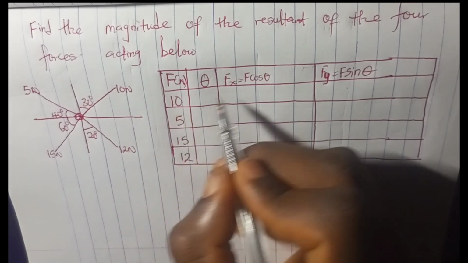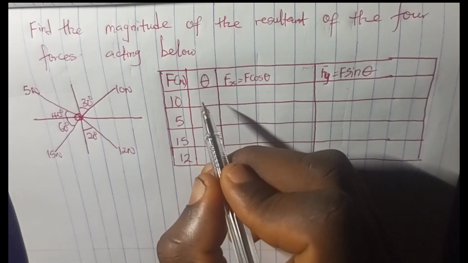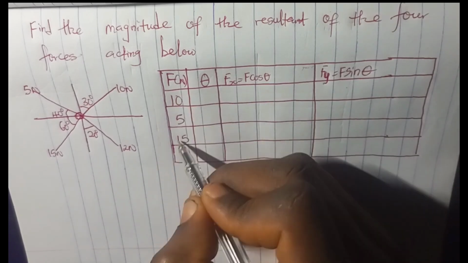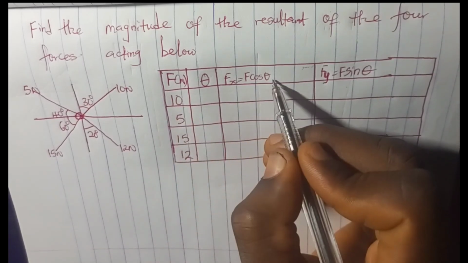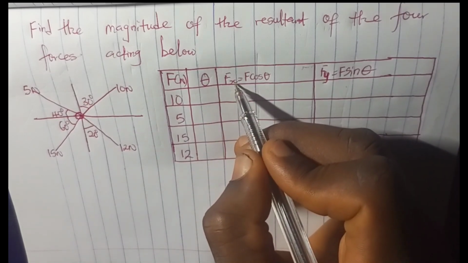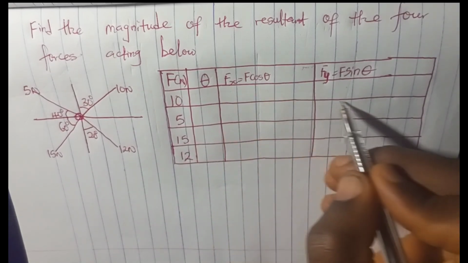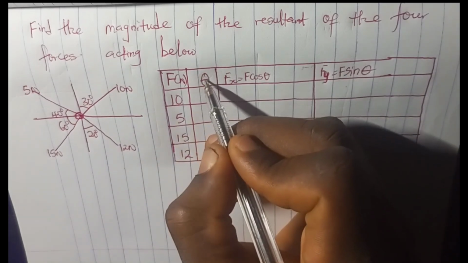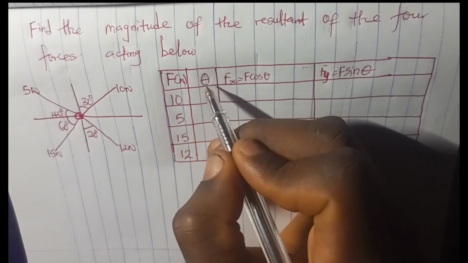Watch out. What we are going to do to find this resultant that we are looking for, the magnitude, is actually to resolve these forces, each and every one of them, to the horizontal component and the what? The vertical component. Now, the formula I'm using says that Fx is equal to F cos theta and Fy is equal to F sin theta. This means that this theta is the angle of inclination to the horizontal.